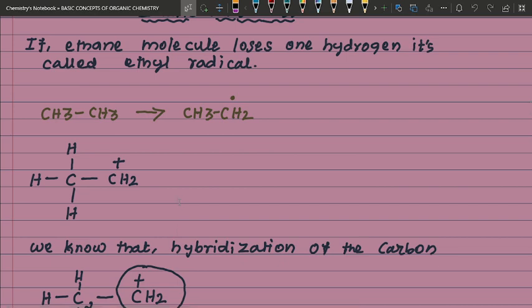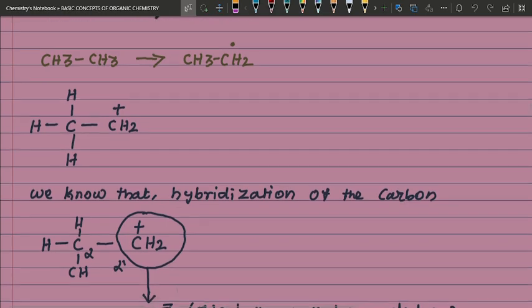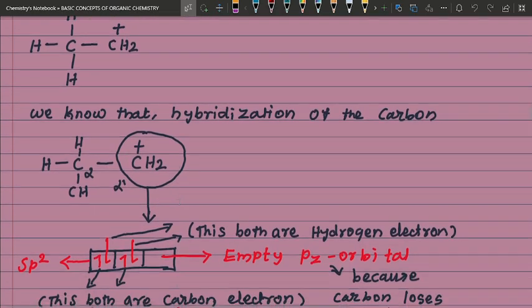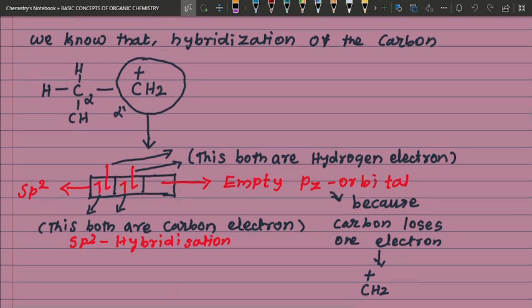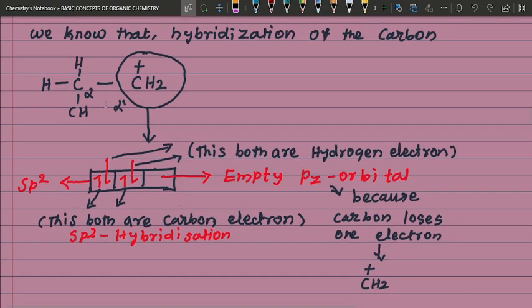We know the hybridization of the carbon. Let's see below. Hybridization of the carbon. This is the alpha carbon, the carbocation. Let's see below the hybridization. This is sp2, but this orbital is an empty pz orbital. It is a carbon p orbital.